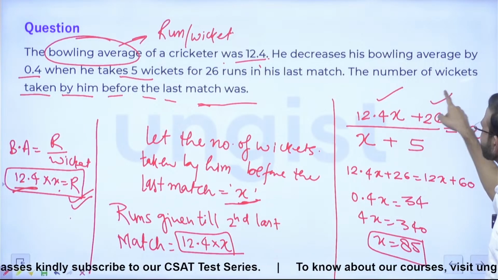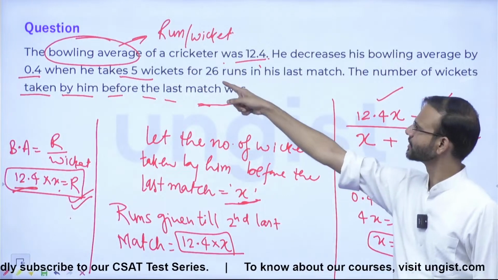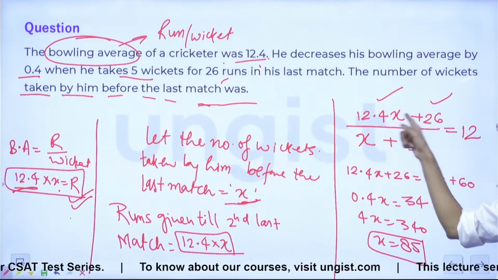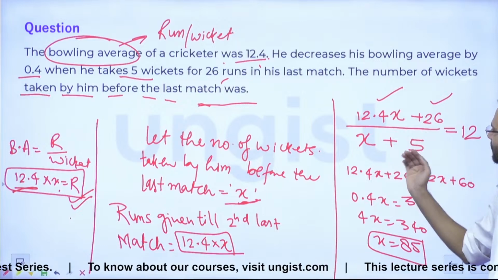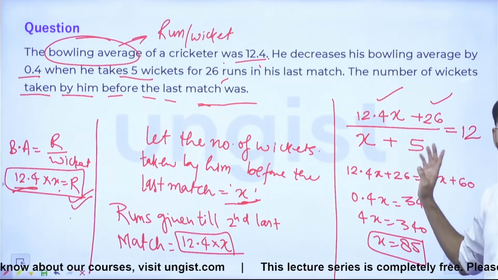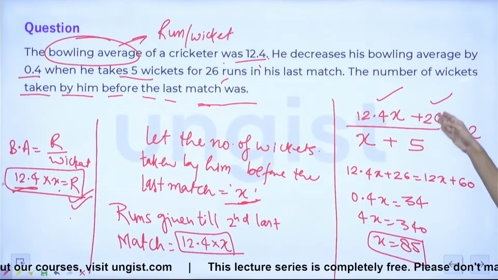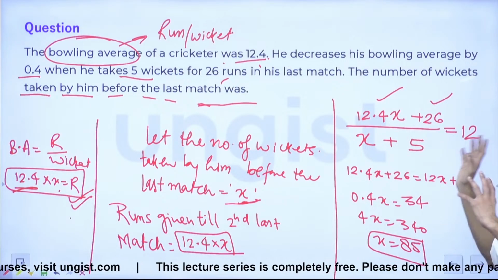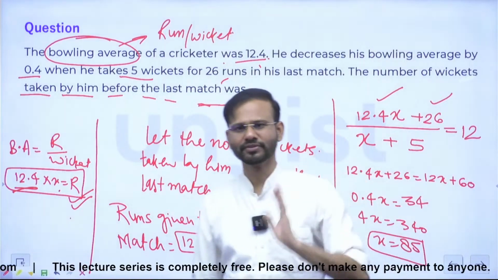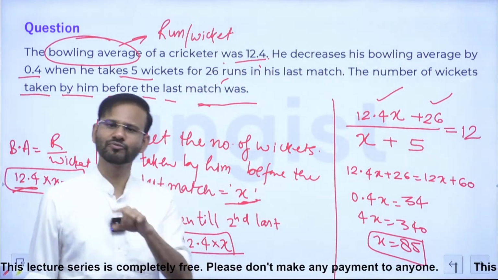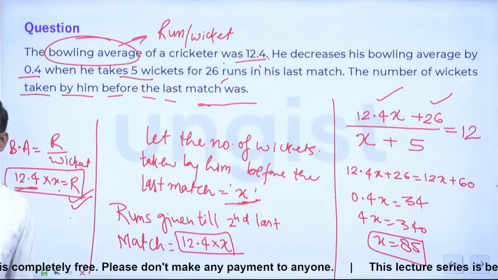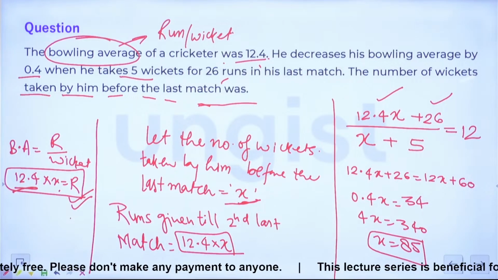In the last match he has given 26 runs, which is given in the question. So runs given till the last match was 12.4x plus 26. Wickets taken till the last match was x plus 5. Right? So this will give you the average till the last match. So average till the last match was 12 according to the question, because 12.4 minus 0.4. Right? Yes, everyone, fine now?